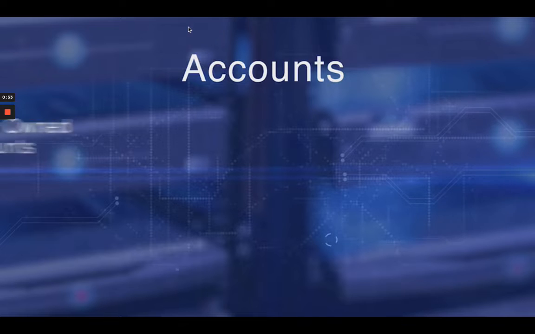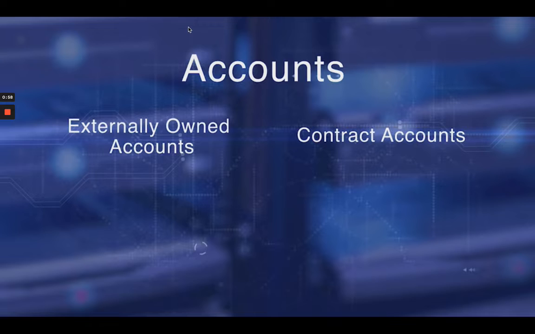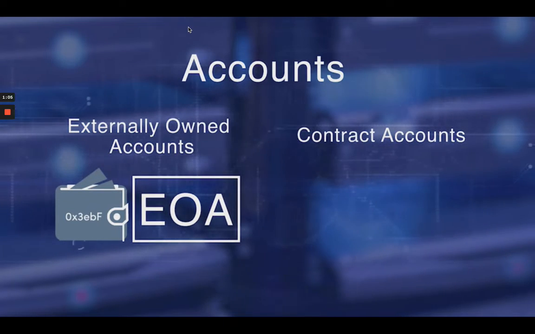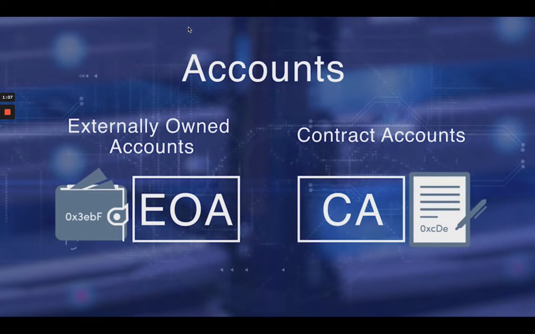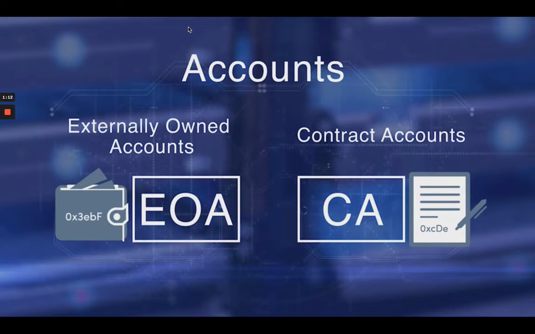It allows for transfer of value and messages and data between the accounts that may result in the state transitions. These transfers are implemented using transactions. There are two types of accounts: externally owned accounts and contract accounts. Externally owned accounts, or EOA, are controlled by private keys. Contract accounts, or CA, are controlled by the code and can be activated only by an EOA.